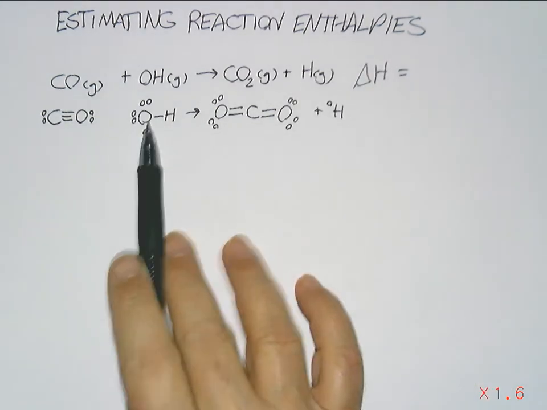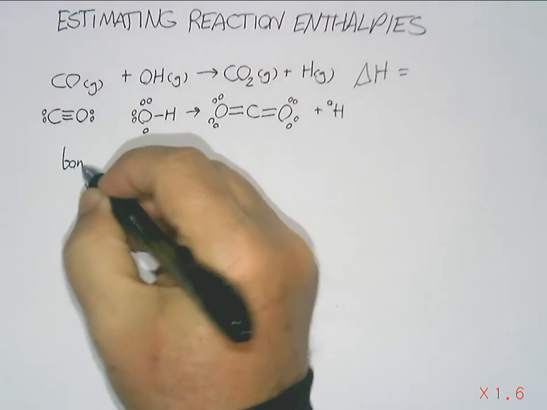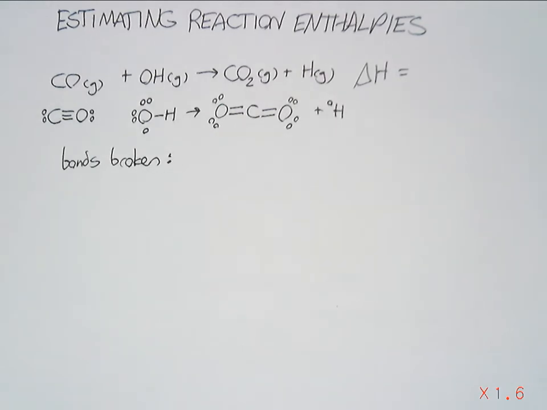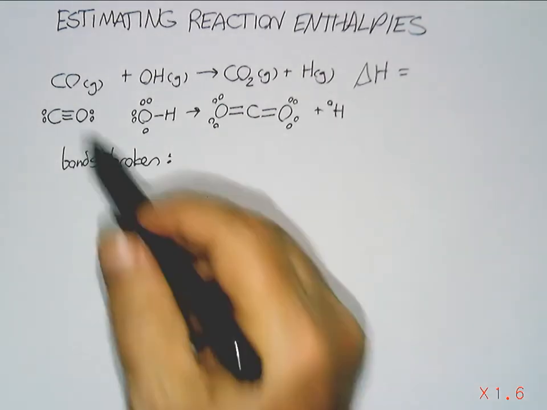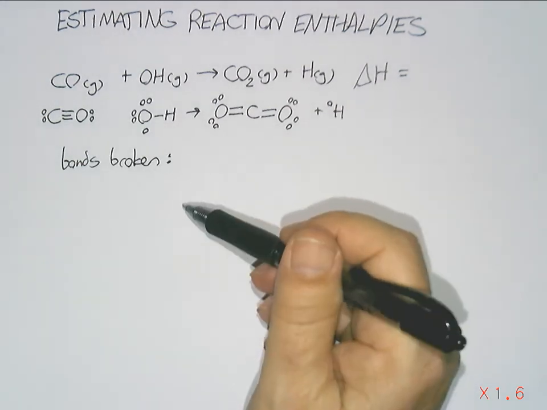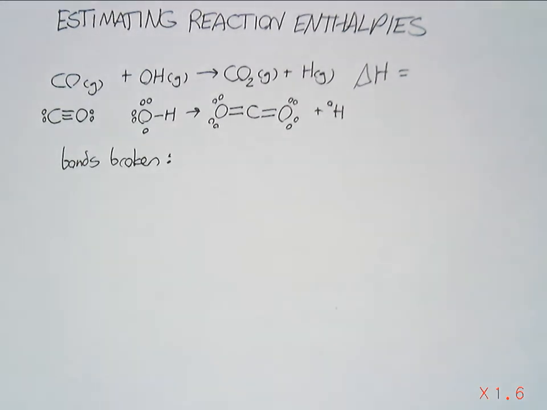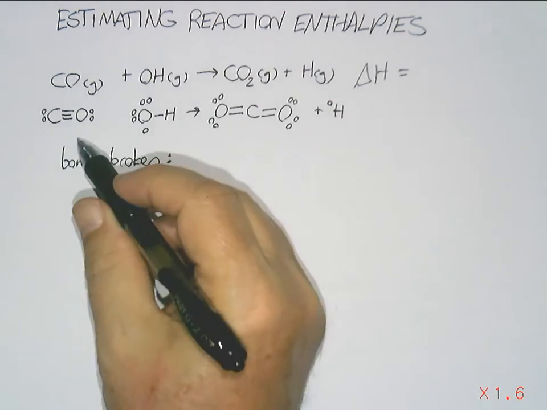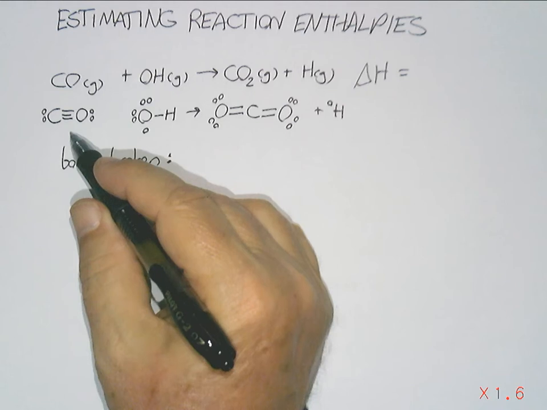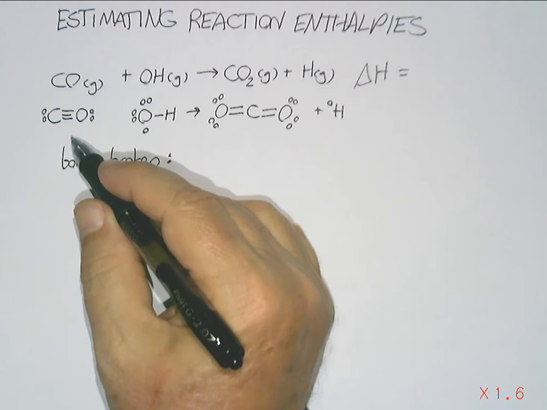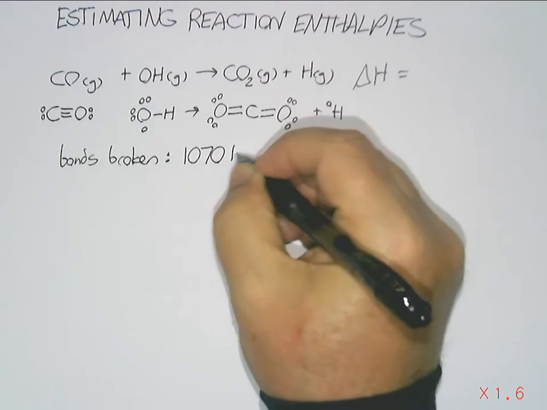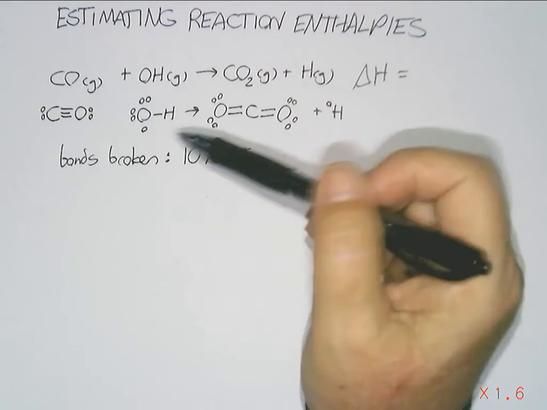This bond and this bond are being broken. That's going to cost us energy. We're going to add the bond enthalpies for those two bonds in as positive numbers. Let's look at that table that we've got in the worksheet of bond enthalpies. And it's got a C triple bond O as, what do I see, 1070. So that's the bond enthalpy for breaking that.